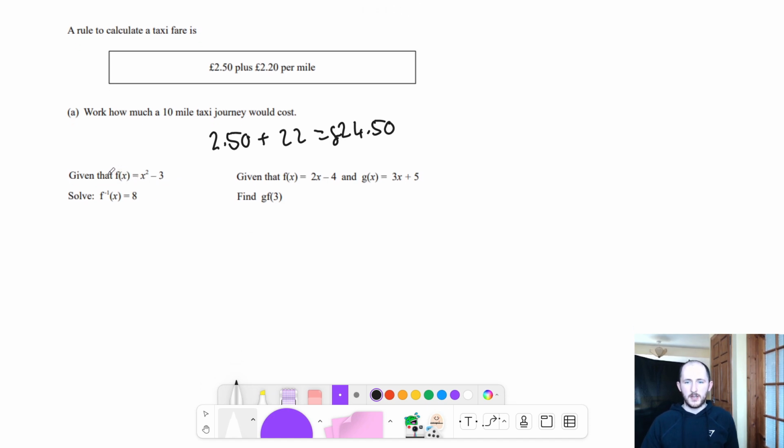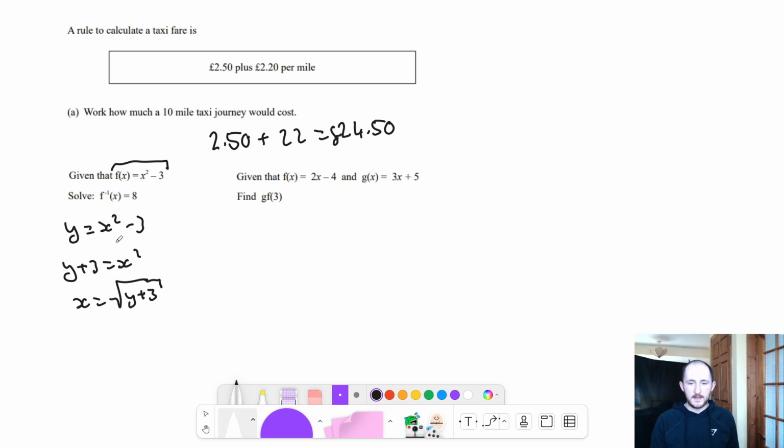Now, for higher tier, you need to be able to work out composite and inverse functions. So if you have a function which is just f(x) equals x squared minus 3, it says solve f inverse of x equals 8. So how do I work out an inverse function? That's a brilliant question. I'm going to write the same thing as this, but instead of f of x, I'm going to write y. Now, a regular function takes in values of x and gives you values of y. An inverse function takes in values of y and spits out the value of x that you would have had to sub in. So we're going to rearrange for x. So add 3 to both sides, and then square root to get our final answer here.